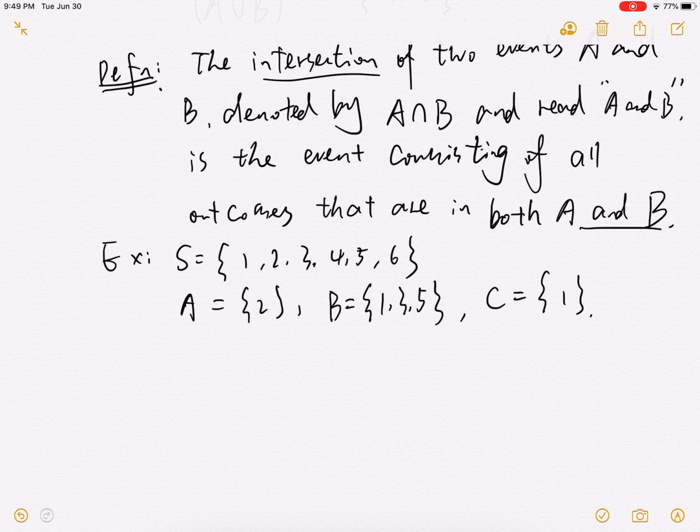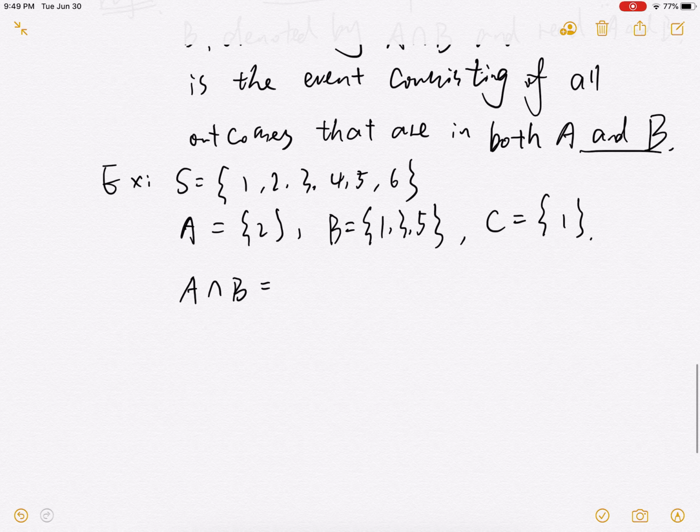Now let's take a look at A intersection B. As I just mentioned, if we want to find the intersection of two events, we want to find out the common part of those two events, right? Do A and B have anything in common here? I don't think so. So in this case, A intersection B would be nothing. So we call it empty set. This symbol is called empty set, okay?